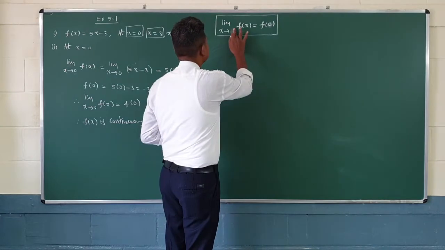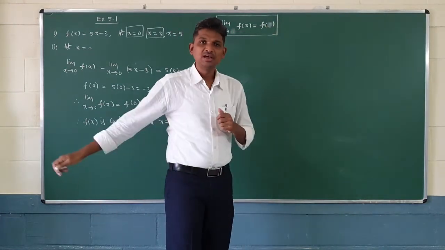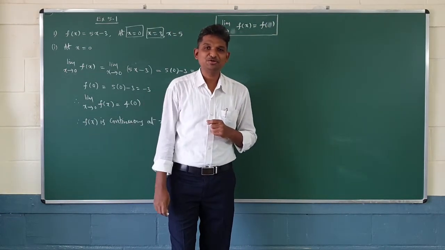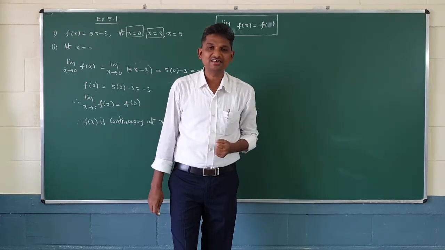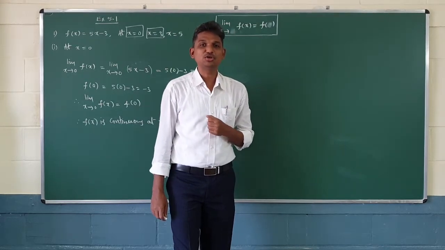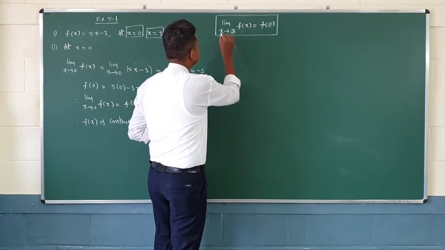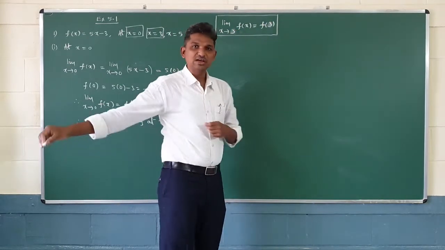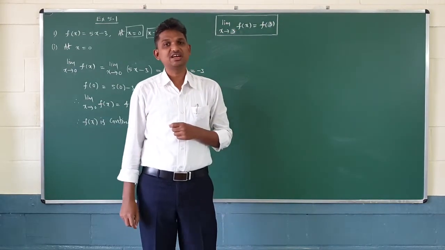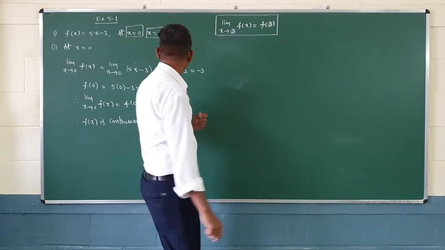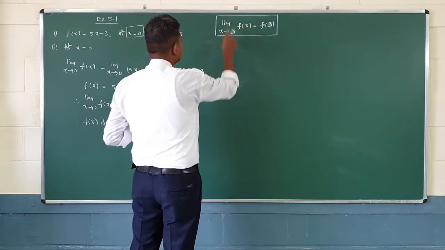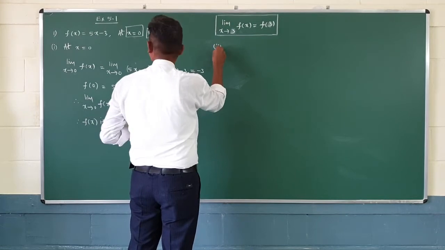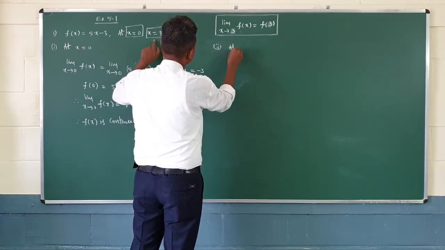When we say a function is continuous at x equal to 3, I am asking you, please answer. When we say a function is continuous at x equal to 3, if the limit as x approaches 3 of f of x equals f of 3, then we say the function is continuous at x equal to 3. Okay, so I will calculate this left hand side part first.